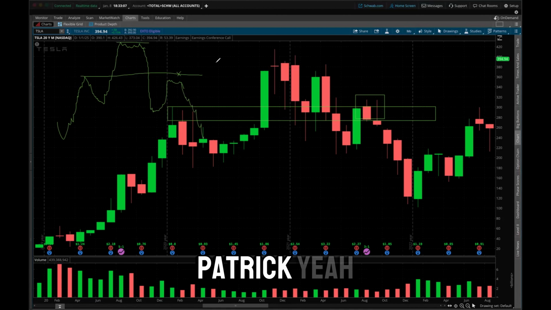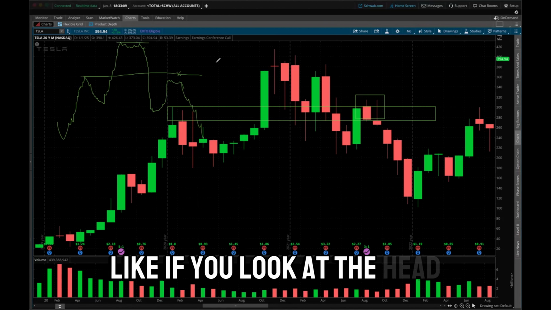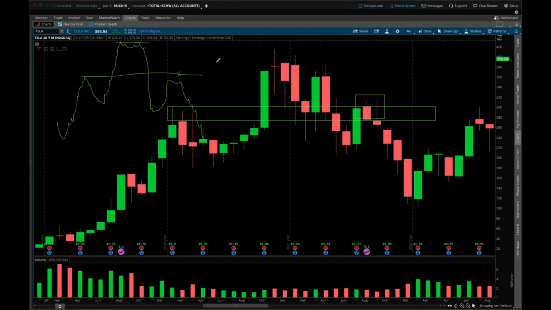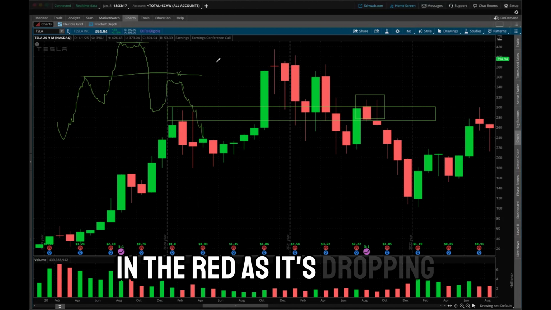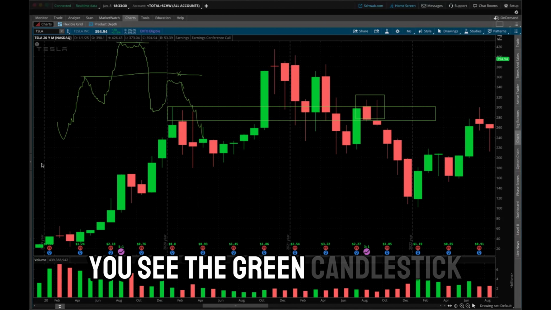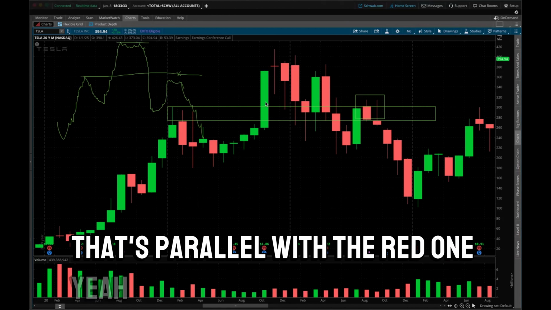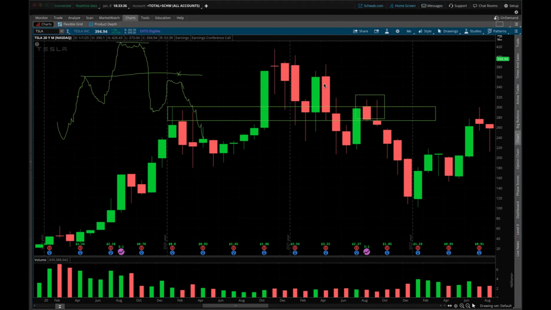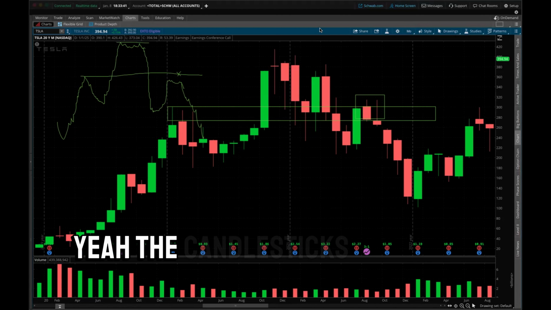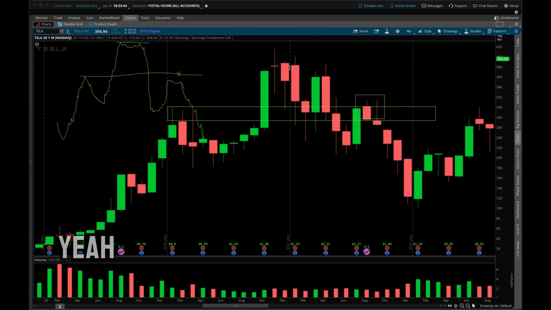Hey, Patrick. Yeah, if you look at the head, you see the formation of three candlesticks in red as it's dropping, and then all of a sudden you see, what would you call that? The resistance line. Oh, this is where support. Yeah, and then all of a sudden you see the green candlestick that's parallel with the red one. So is that something also to look for? Yeah, where you're looking at three of the candlesticks. Yeah, that is something to look for.